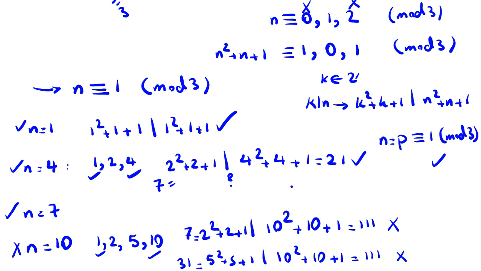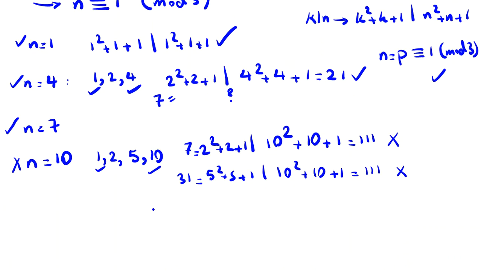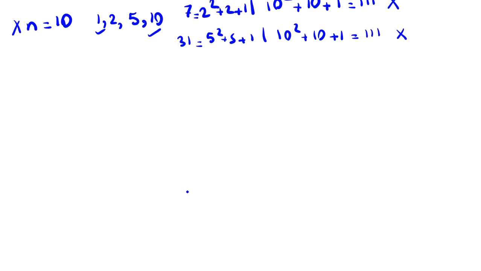So 13 works. You can check some other answers. So let's consider some of them. For n equals 1, we said it is okay. For n equals p, where p is prime, it's okay.